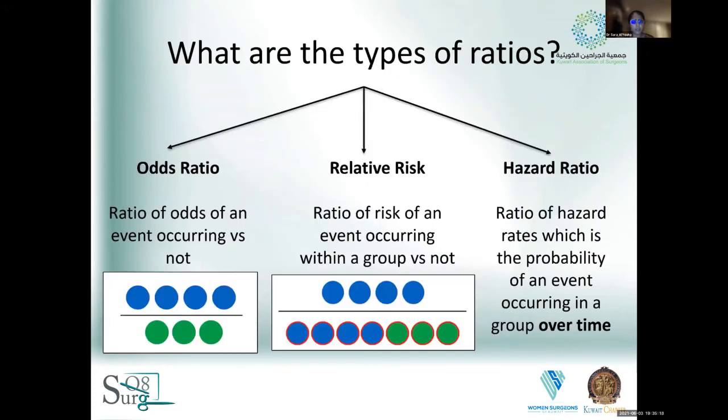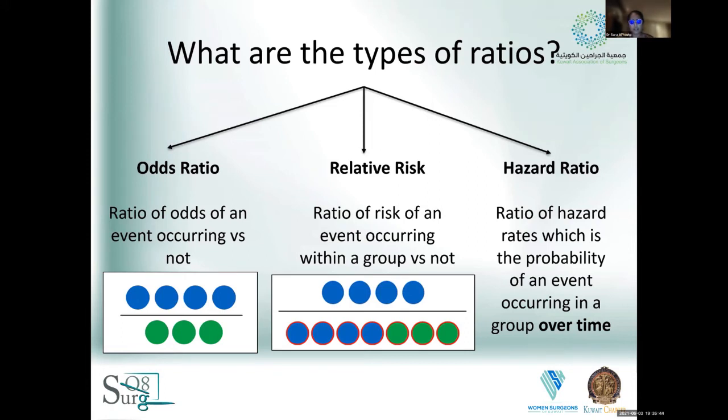There are many types of ratios in research papers. I just put the three that are the most common that you're likely to see if you are going to critically appraise a paper or write a paper. The most common is the odds ratio, which is the ratio of an event occurring versus an event not occurring. I thought the diagram was a good way to show this: blue circles over green circles.